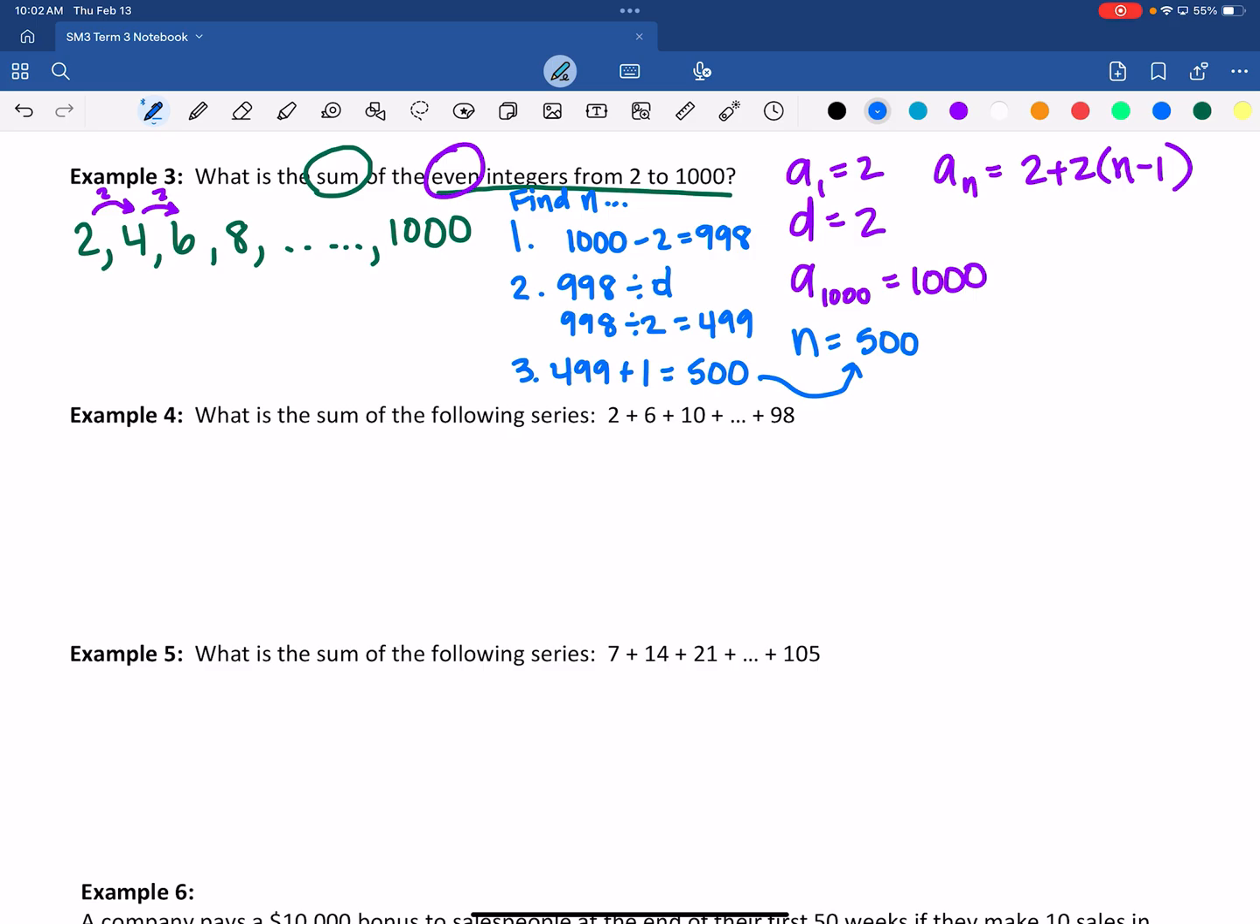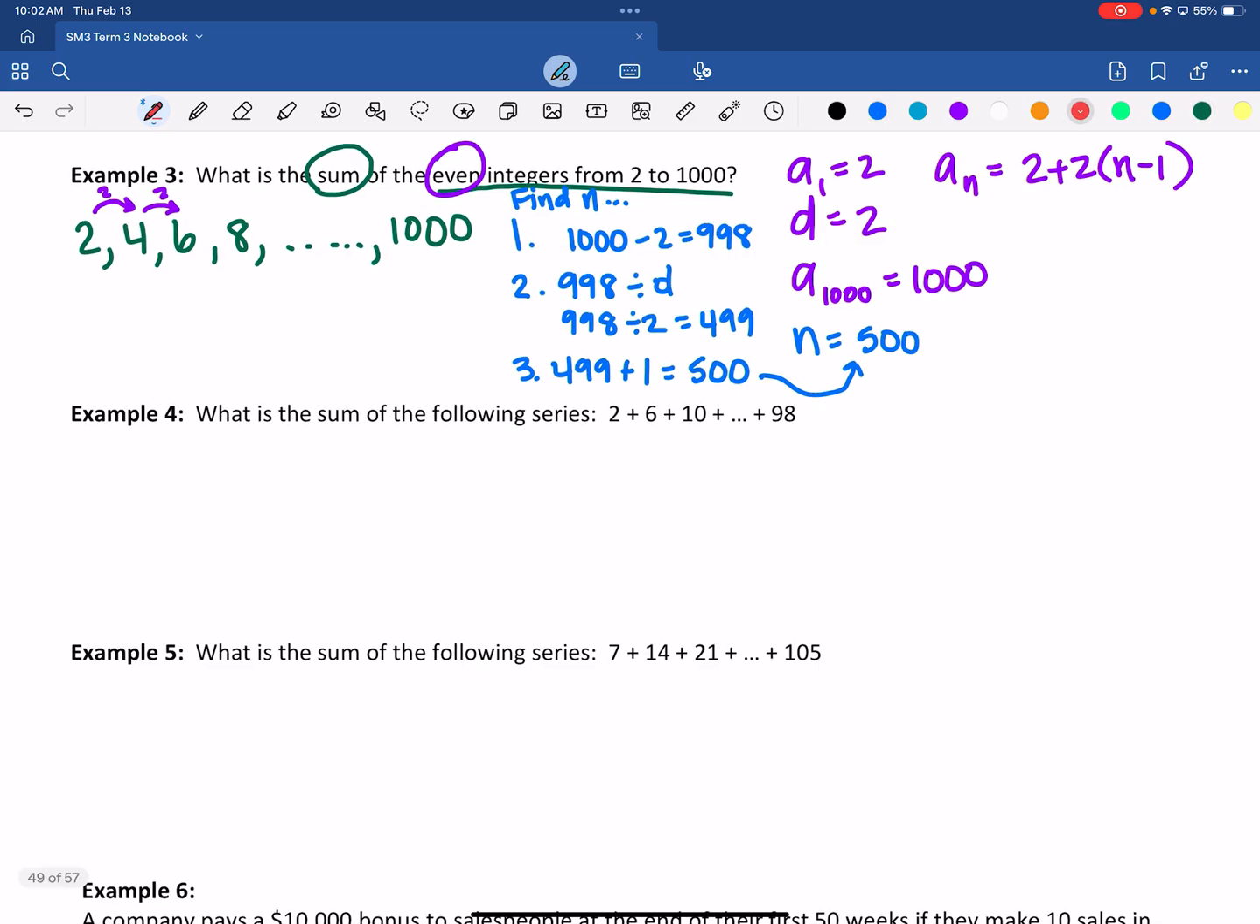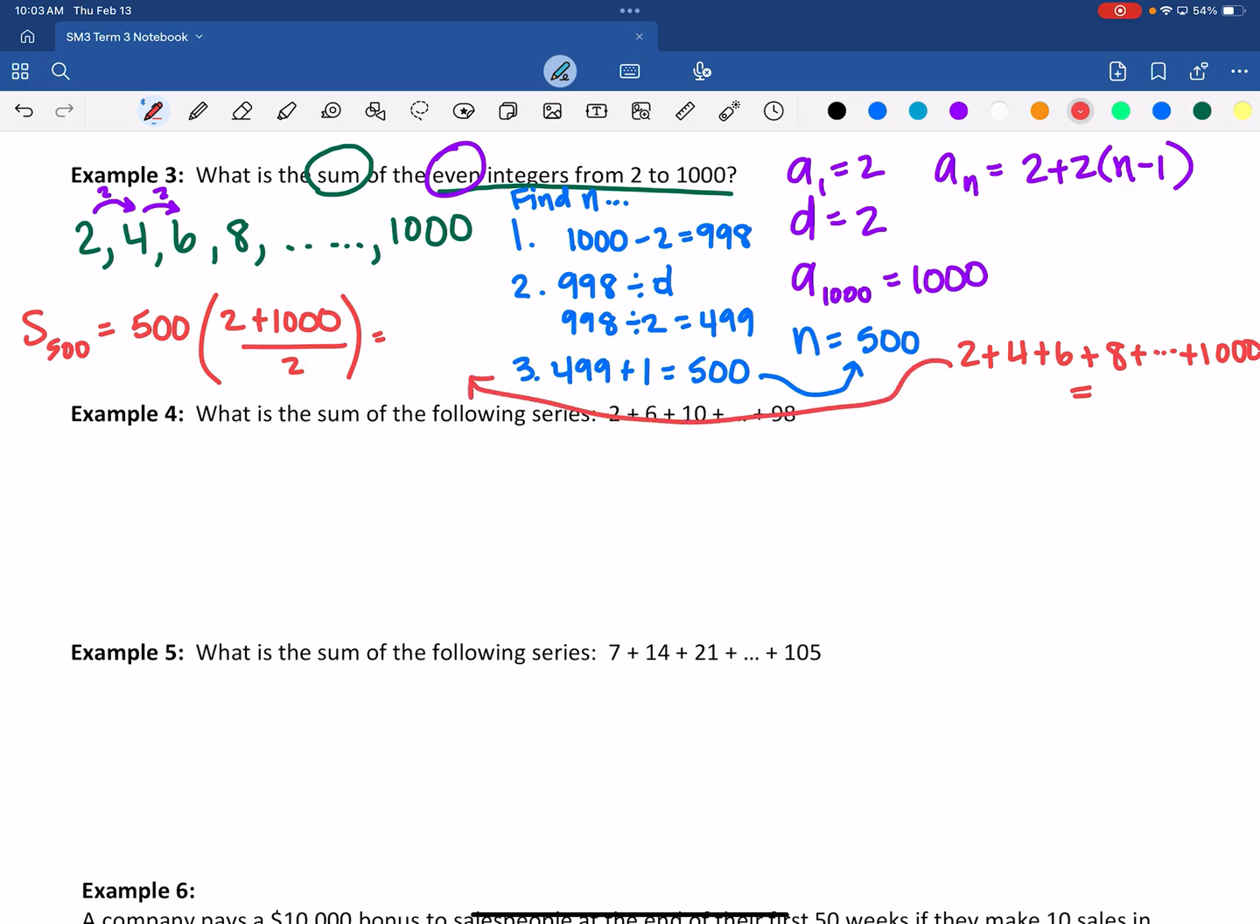So now let's use our summation. The summation of these 500 numbers: 500 times (2 plus 1,000) divided by 2. If we are adding all of these up, 2 plus 4 plus 6 plus 8 plus and so on, all the way to 1,000. That's what this is saying, that we are adding up all of these.